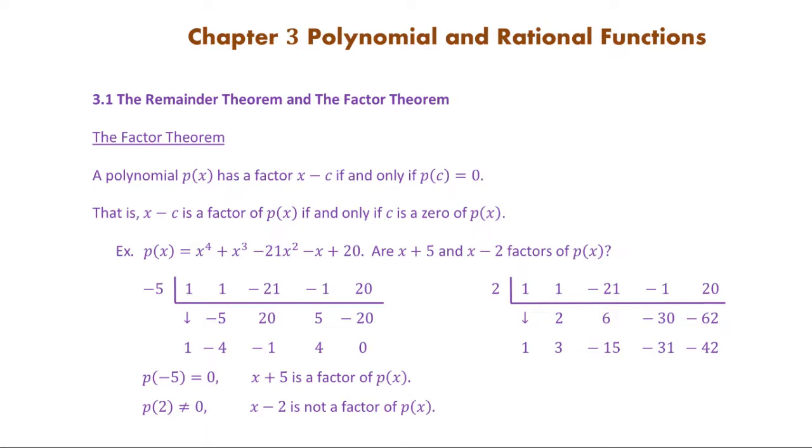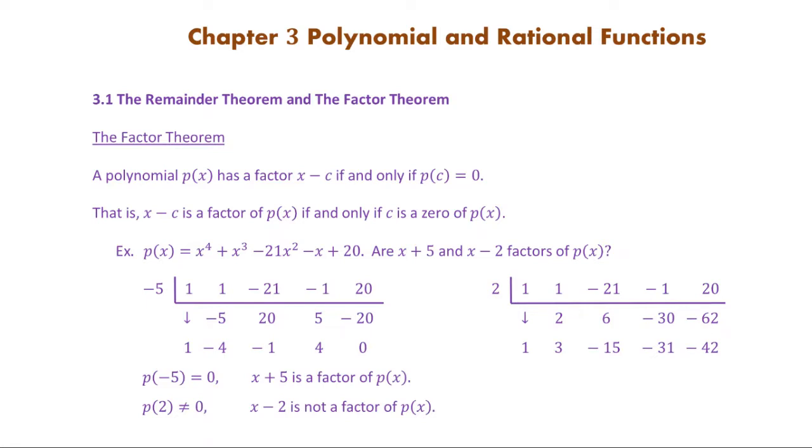So x to the fourth, coefficient is 1, x cubed, coefficient is 1. Negative 21x squared, the coefficient is negative 21. Negative x, the coefficient is negative 1. And a 20 in here. And then if we do the synthetic division by x plus 5, you're going to put the negative 5 outside on the left. So in the first step, you just move 1 down and multiply 1 with negative 5, you get negative 5, and put it under 1. So then you add 1 with negative 5, you get negative 4.